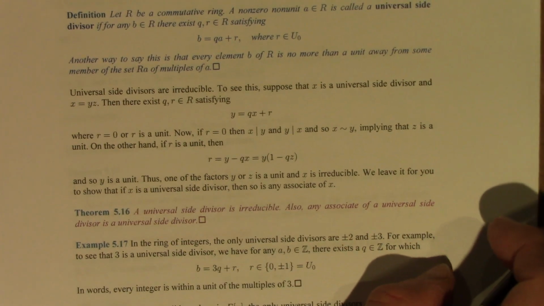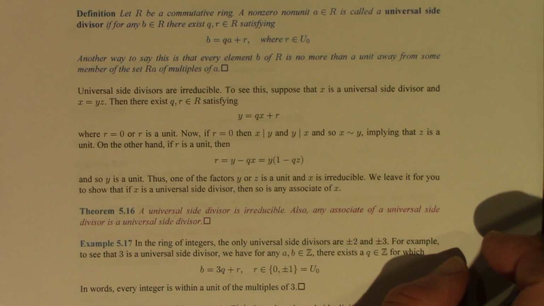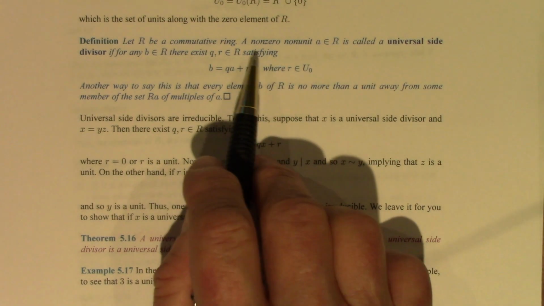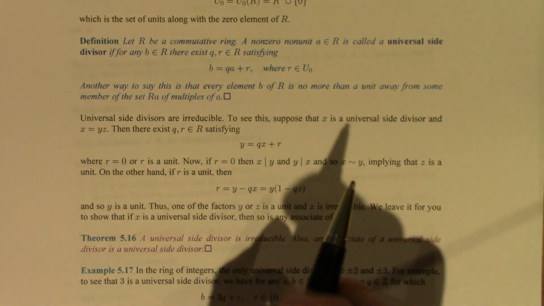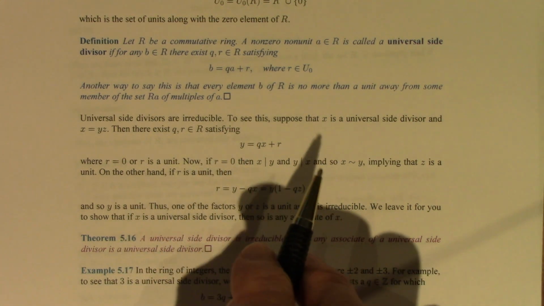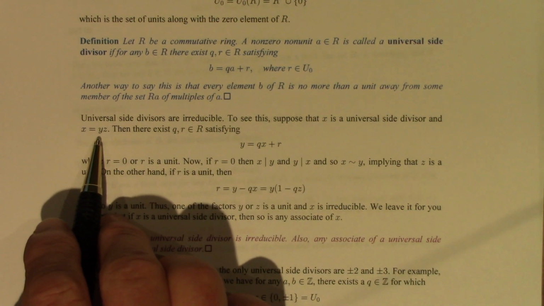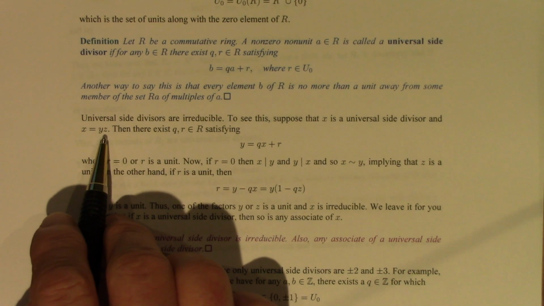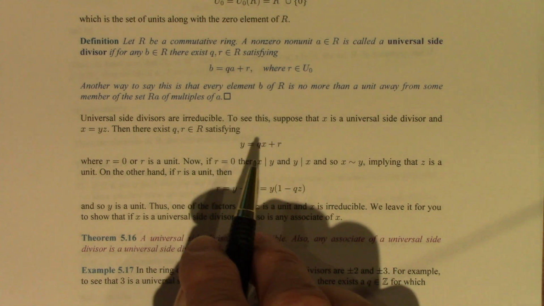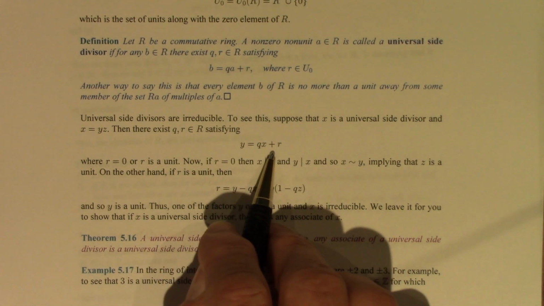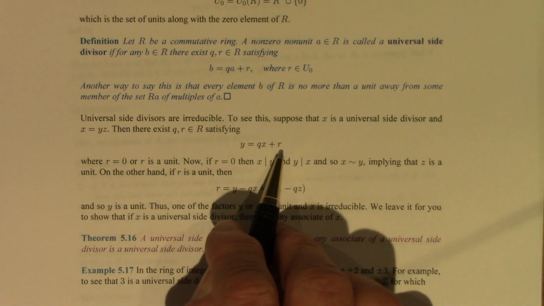Universal side divisors are irreducible. In the first place, by definition, they're non-zero non-units. But if X is a universal side divisor and can be written as a product YZ, then there exist Q and R for which Y equals QX plus R, where R is either 0 or a unit.